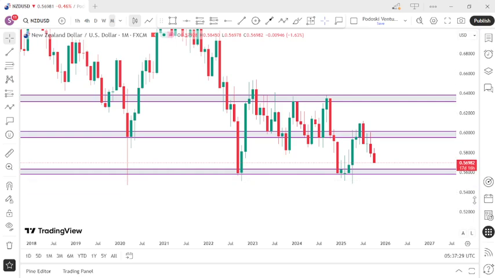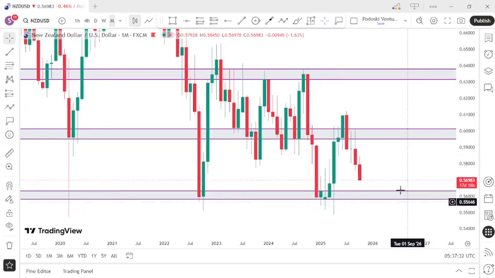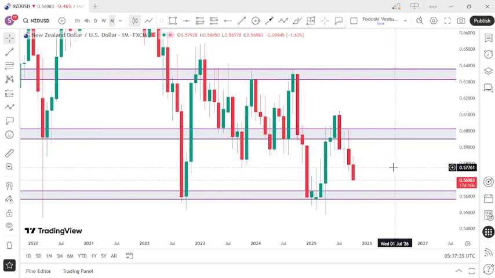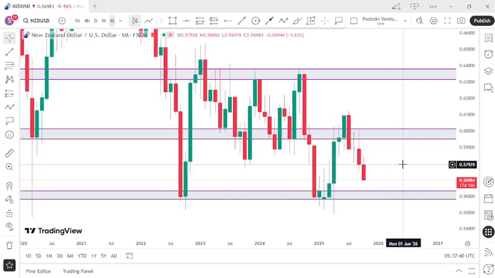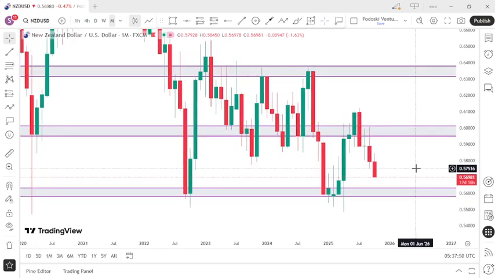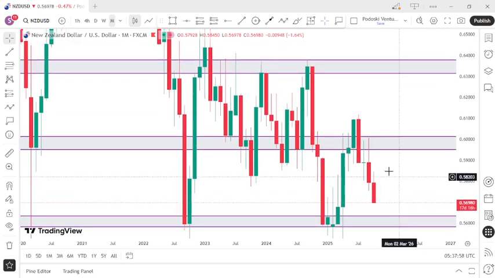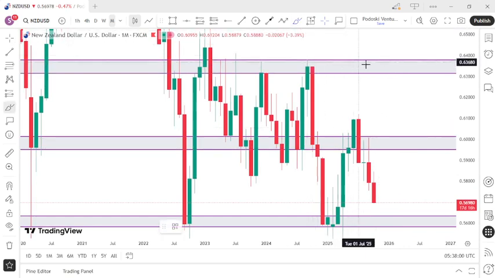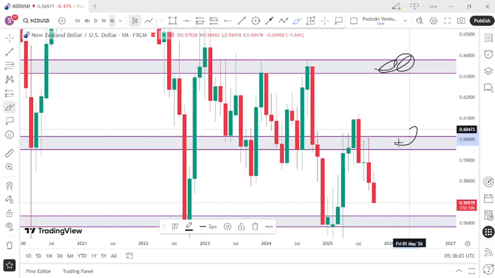On NZDUSD, I'm not really sure about this pair. It's just forming a pattern I've seen before and I don't really like it. I don't really like this pattern. But I have to learn how to like it. That's all. On NZDUSD, I have my monthly upper zone here, midway zone here, and my monthly lower zone here.